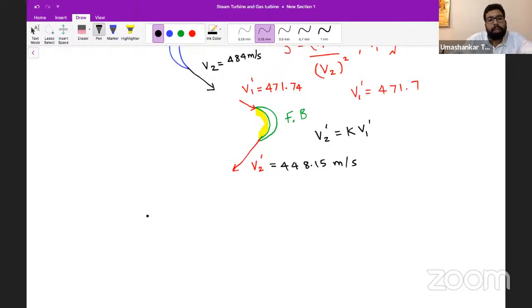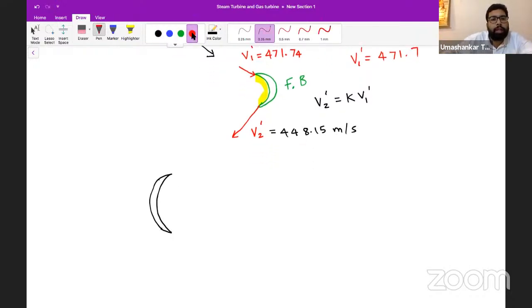So it will reach another set of moving blade. Will it reach there with V2 dash velocity? So what would you say? You would say, sir, no, it cannot reach there with V2 dash velocity, because the carryover coefficient will come into play from one blade to another blade, and there will be some loss of velocity.